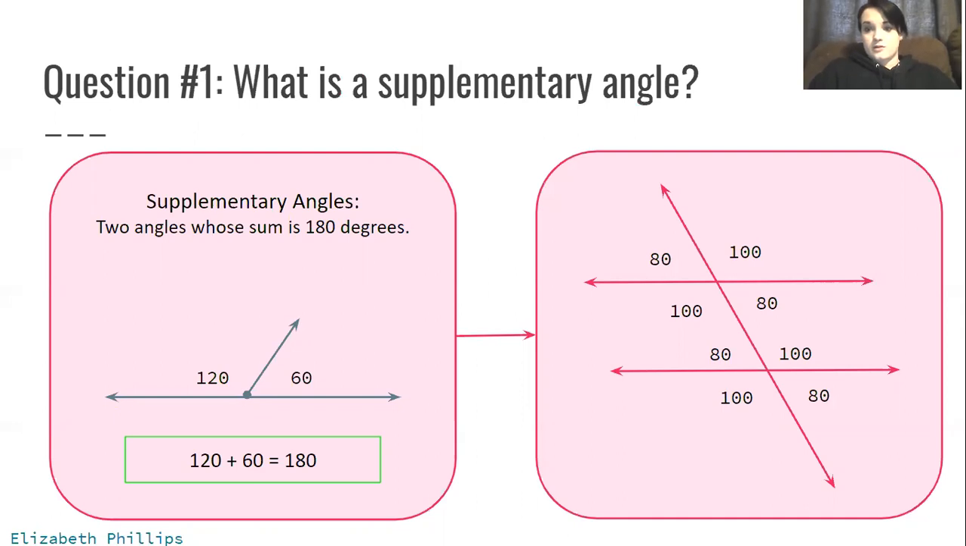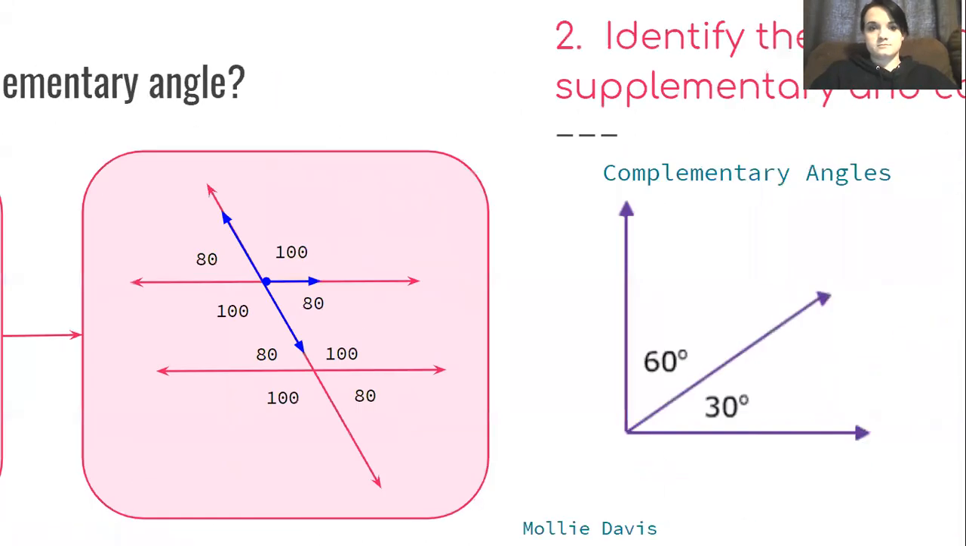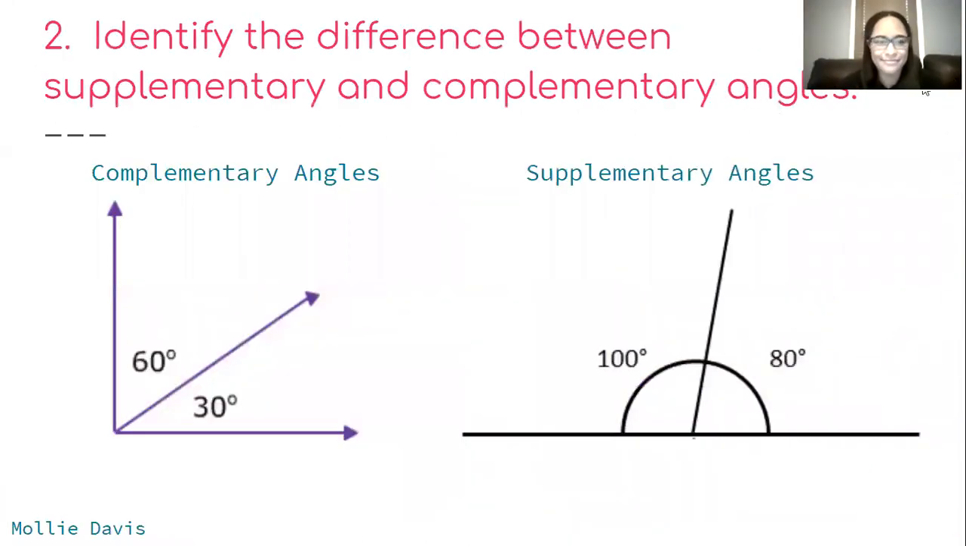So if you look at our box to the right, we have an angle right here with 100 degrees and 80 degrees. When you add those together, they make up 180. So therefore, that would be a supplementary angle. Great job explaining that. Good job. Thank you.